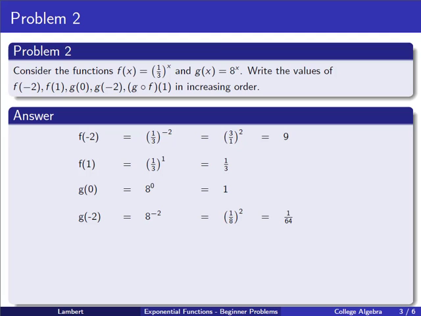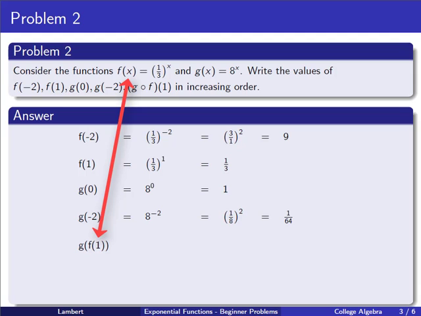Last but certainly not least, g of f of 1. And we wrote it in a slightly different way, but this all means the same. So first we need to calculate f of 1. So the way to do that is we find the f function. We have 1/3 raised to the x. We're going to plug in 1 into that for the x.